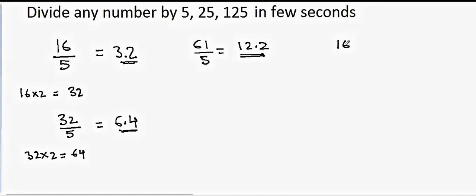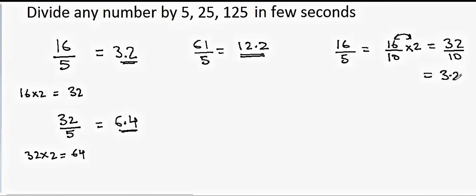Suppose I have 16 and I want to divide by 5. That is equal to 16 divided by 10 into 2. So what I'm doing here is multiplying by 2, and then putting a decimal because I have a 10 in the denominator. So the answer is 32 divided by 10, that is equal to 3.2. As you can see, the explanation is very simple, but most of the time we don't remember this relationship, and that's why we go with a longer calculation by actually dividing by 5.